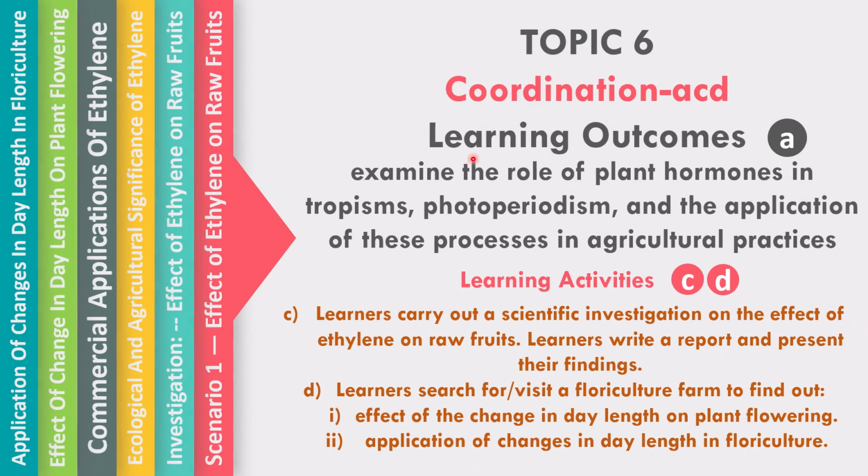We are going to look at learning outcome A: examine the role of plant hormones in tropism, photoperiodism, and the application of these processes in agricultural practices. We are going to look at learning activities C and D.